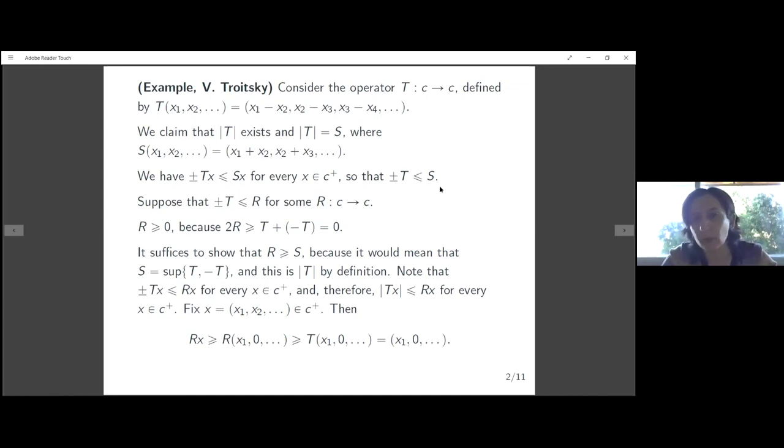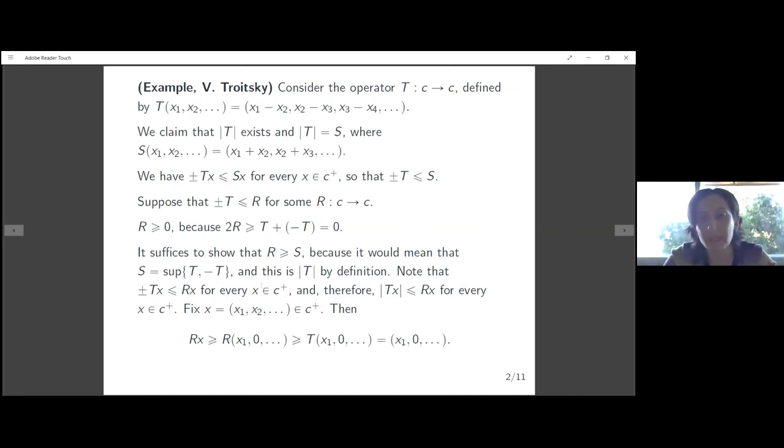Now, why do we have this? We just observed that this operator S is an upper bound for the set containing T and minus T. Then we take another upper bound R for this set, and observe that R is greater than or equal to zero, because we add up these two inequalities and get that 2R is greater than or equal to zero. Then it suffices to show that R is greater than or equal to S, because that will mean that S is the least upper bound of this set, and hence this is the modulus of the operator T by definition.